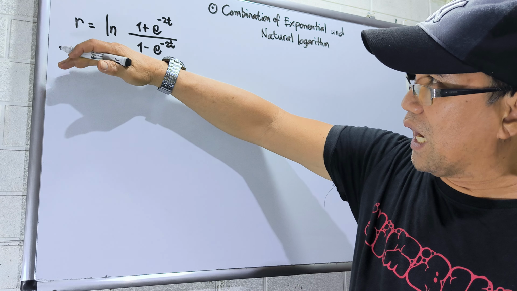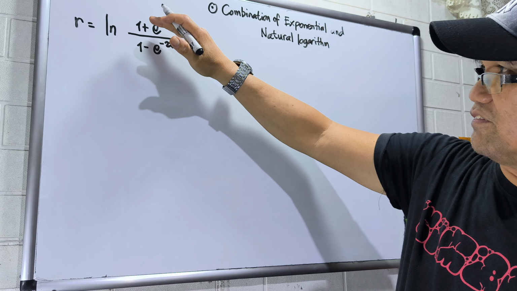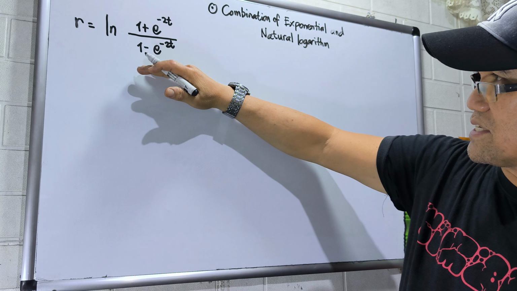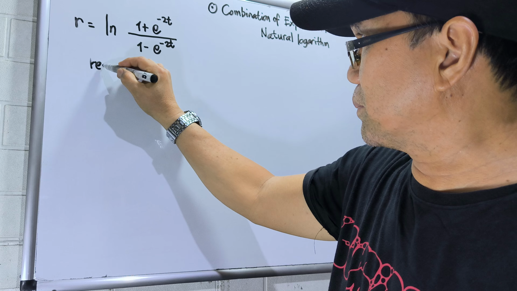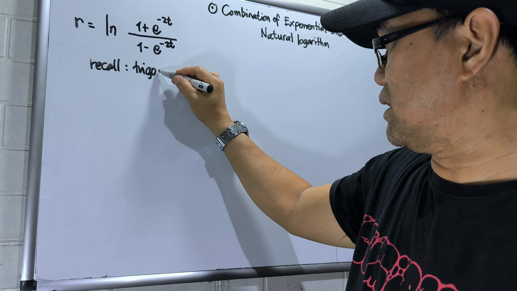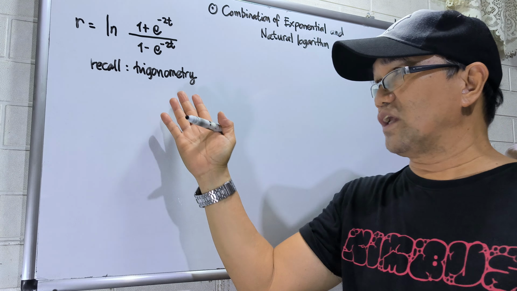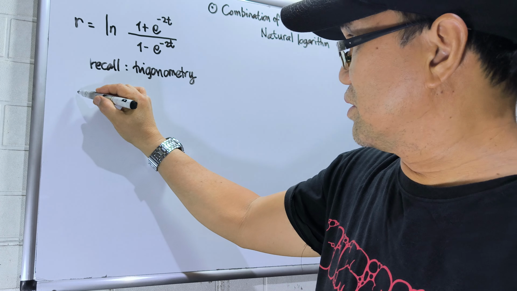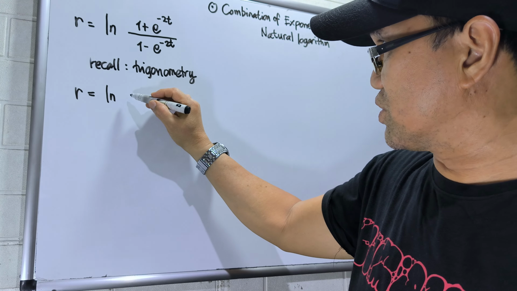So I have r equals ln of (1 plus e raised to the negative 2t) over (1 minus e raised to the negative 2t). So recall our trigonometry. Trigonometry is basic, okay? So we will study carefully. So this will be r equals ln, and if we say division, this will be minus, right? ln of (1 plus e raised to the negative 2t).